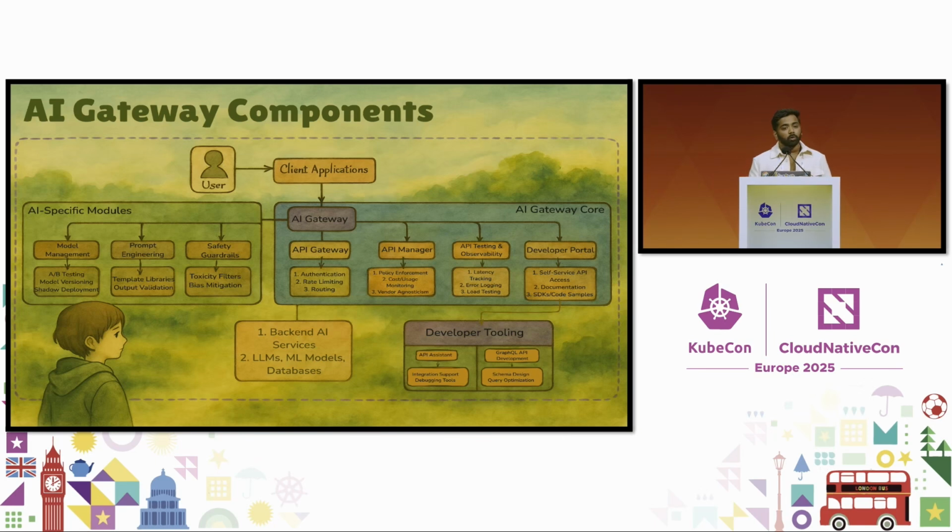Going in depth, these are the AI gateway components. This diagram shows the entire architecture of a modern AI gateway, and we have split it into two major areas: AI-specific modules and the AI gateway core. AI-specific modules are your model management, which helps to manage the different models. You can run A/B tests or do shadow deployments, and roll back to previous versions if something goes wrong, right? And then there is prompt engineering.